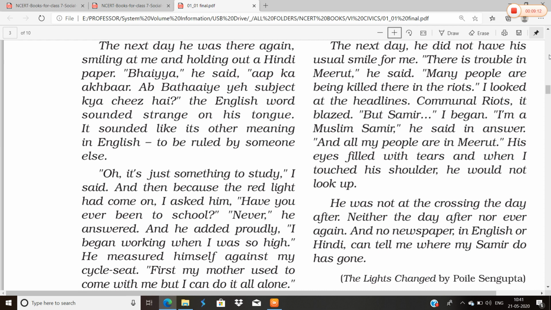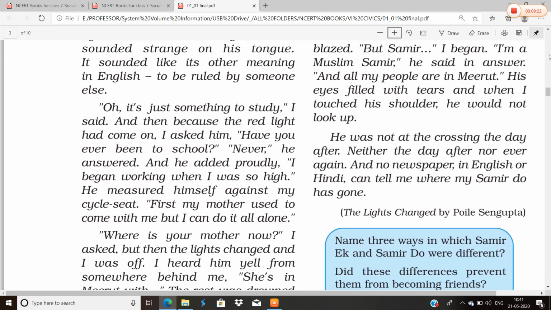And he added proudly, "I began walking when I was so high," and he measured himself against my cycle seat. "First, my mother used to come with me, but I can do it all alone." He said that from that age he has been working, and initially his mother was coming with him to sell the newspaper, but now he is working alone.